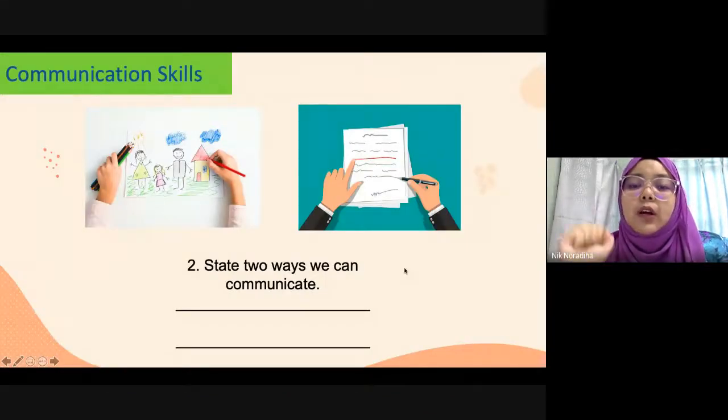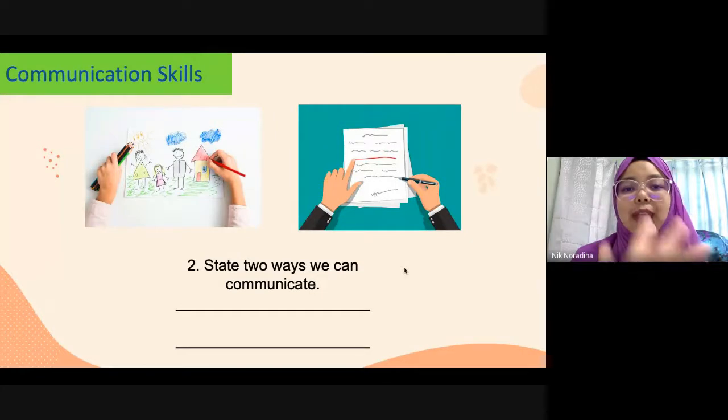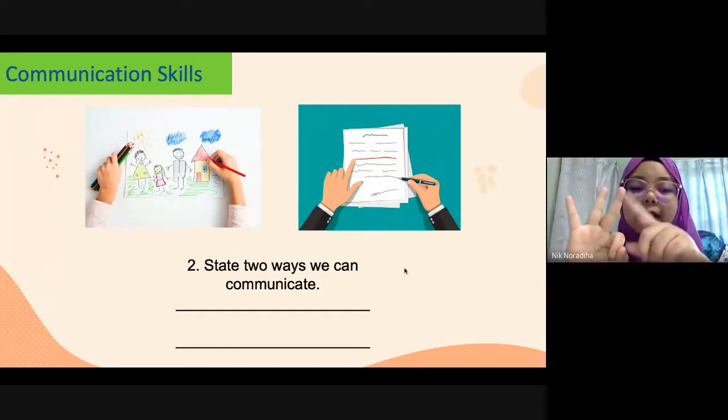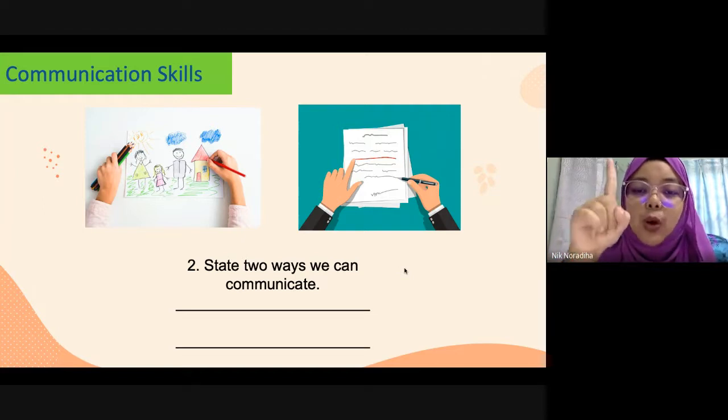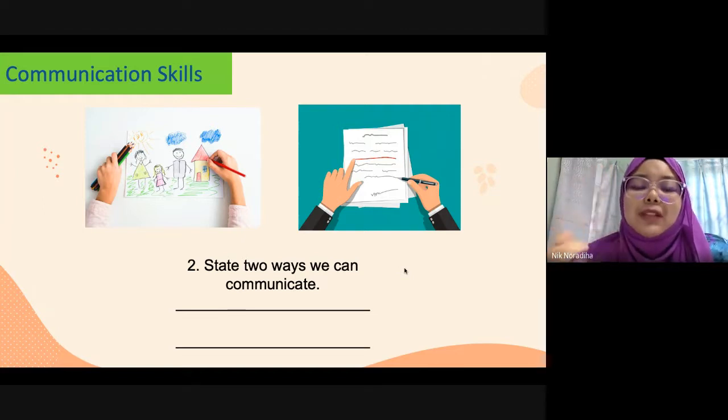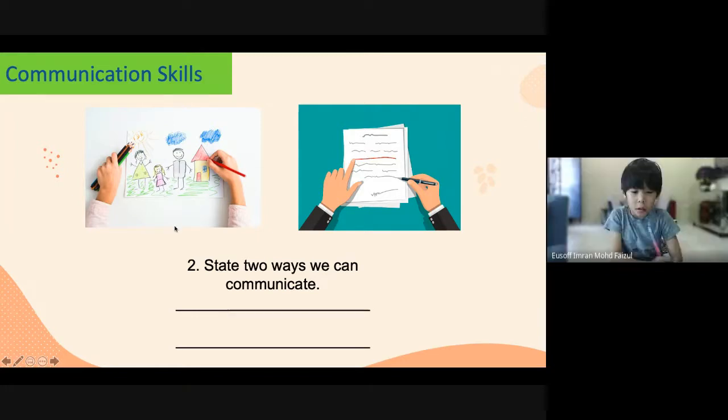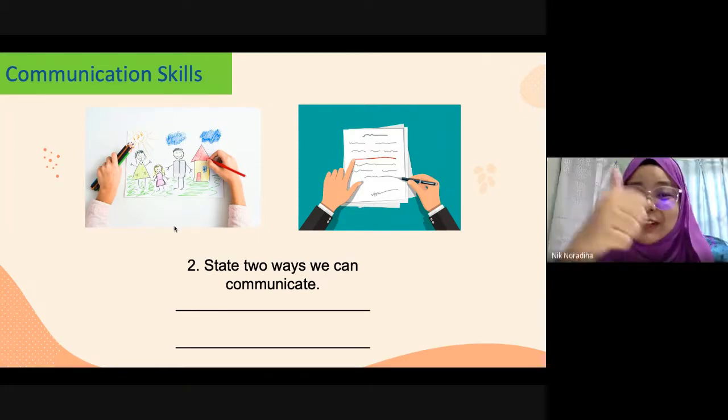Okay, so communication skills usually we have 3, right? Oral. What is meant by oral is when teacher asks you a question, you answer me by talking to me, by telling me. Alright, that one is oral. Second one we have this one. In this picture, how do we communicate? What is this? Sketching. Good job.